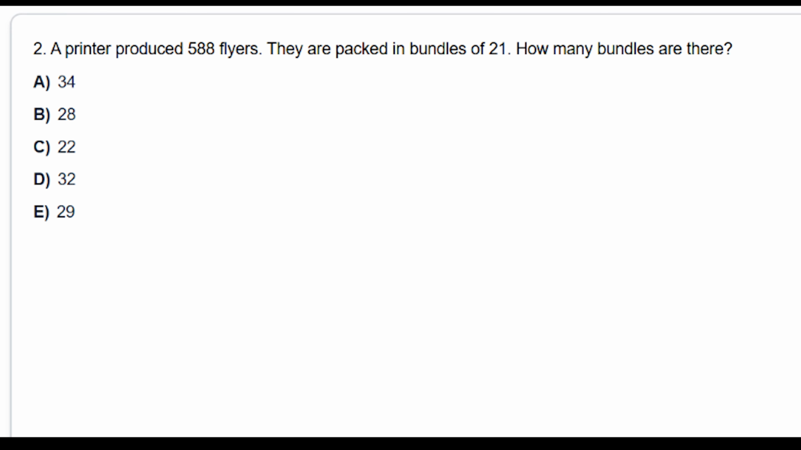Here's the question. A printer produced 588 flyers, packed in bundles of 21. We need to find how many bundles there are. These options show the possible number of bundles. The correct answer is option B.